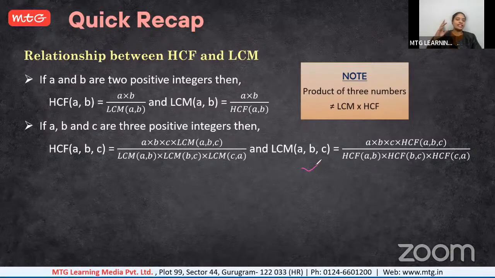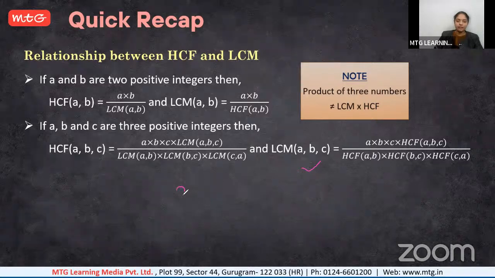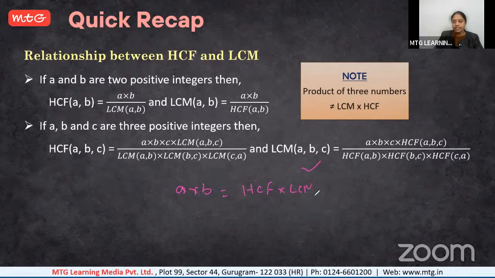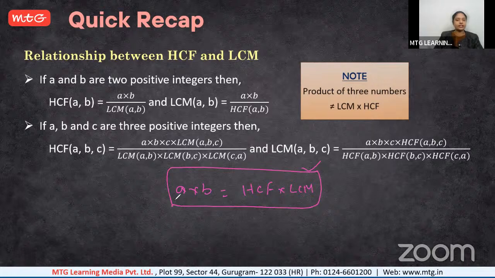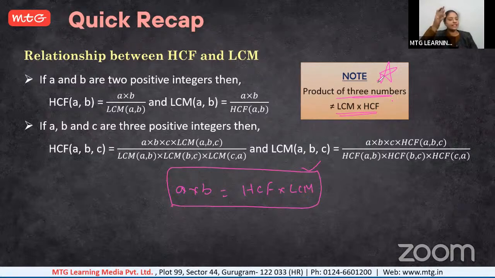Always remember, just now I have written that if A and B are any 2 numbers, A into B is the same as their HCF into LCM. This is applied only for the case of 2 positive integers. But for the case of 3 positive integers, it is not applied. So you should be very careful with it. You can't take the product of 3 numbers as the product of their LCM and HCF. That's a very important point to remember.